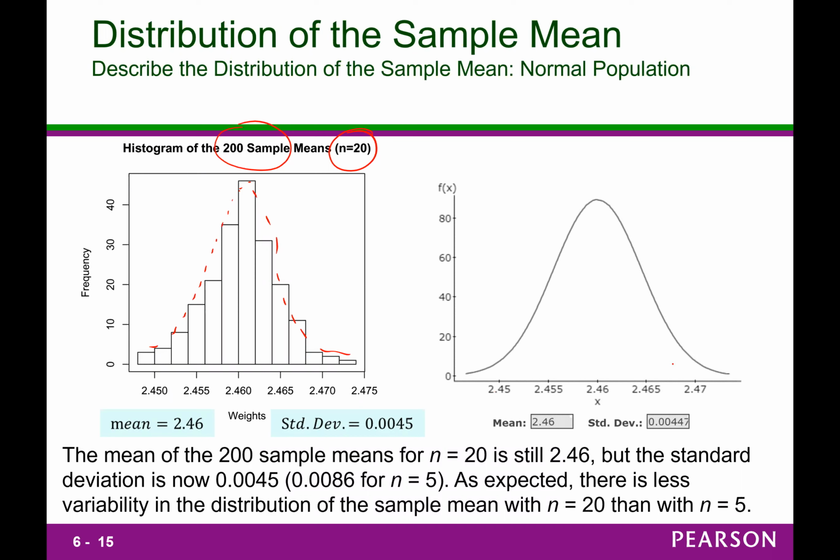But in this distribution, the mean is the same as the population, 2.46, but the standard deviation is 0.00045. Actually, this standard deviation is smaller than when the sample size was 5. And actually it is smaller than 0.02 when the sample size is 1. As we expected, there is less variability in the distribution of the sample means with n equal 20 than with n equal 5.